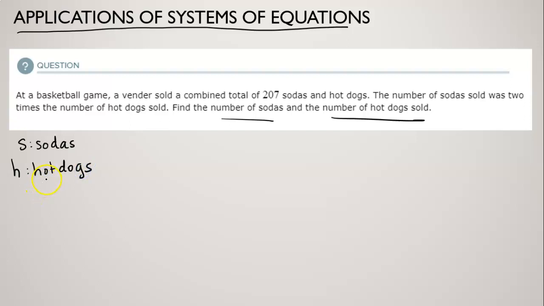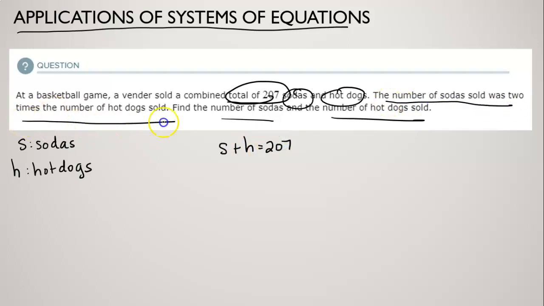And then I'm going to start looking for totals. So I see that we've got a combined total of 207 sodas and hot dogs. These stand for the number of sodas and the number of hot dogs. So one of my equations is just sodas plus hot dogs equals 207. This one doesn't have a total. This one we're going to have to interpret. It says the number of sodas sold was... was means equals, so it says the number of sodas sold was 2 times the number of hot dogs sold.